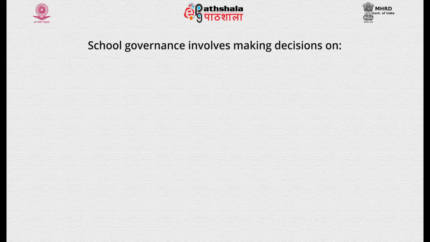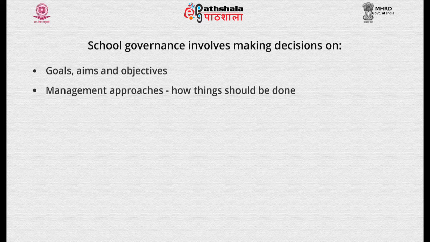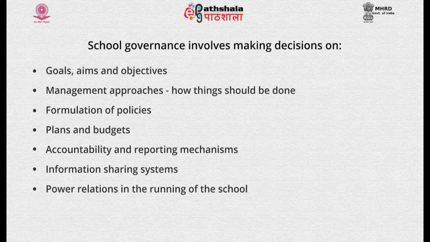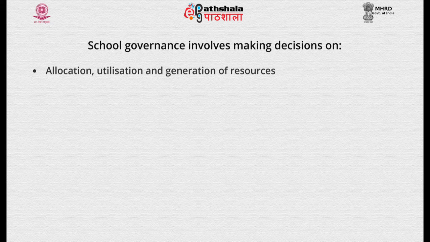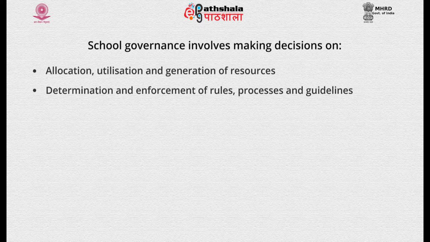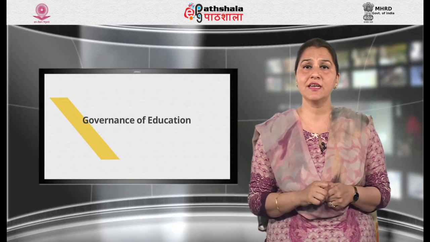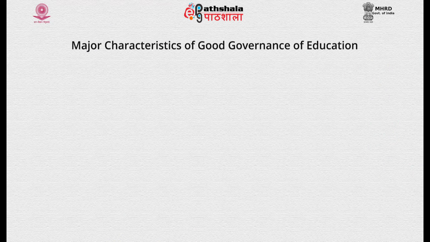School governance involves making decisions on goals, aims, and objectives, management approaches, how things should be done, formulation of policies, plans and budgets, accountability and reporting mechanisms, information sharing systems, power relations in the running of the school, allocation, utilization, and generation of resources, determination and enforcement of rules, processes, and guidelines, and stakeholders' participation in community learning and teaching resources.